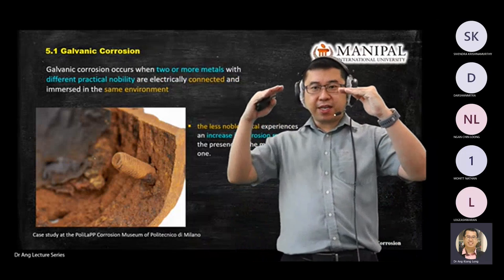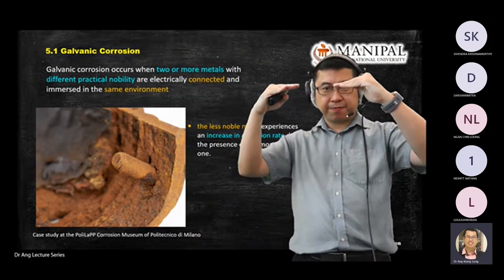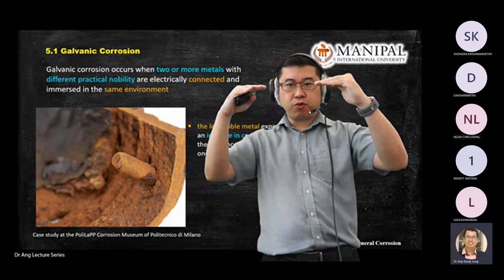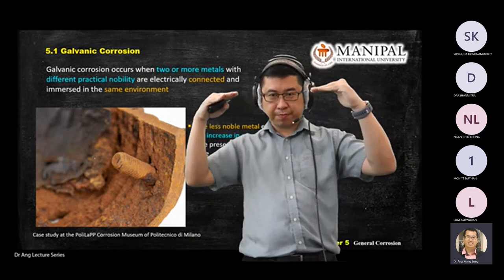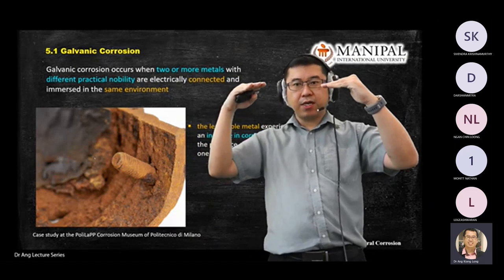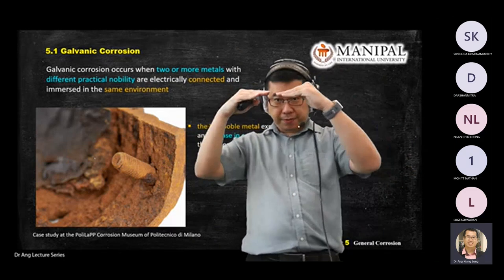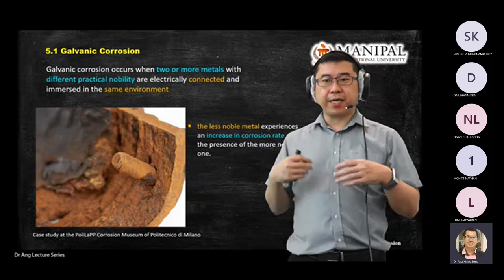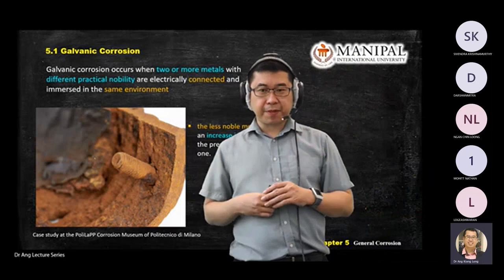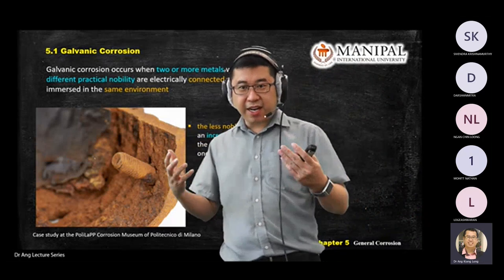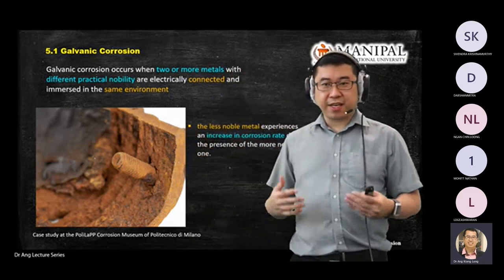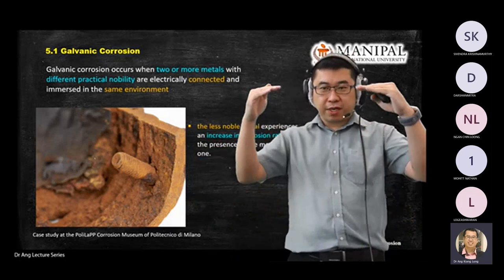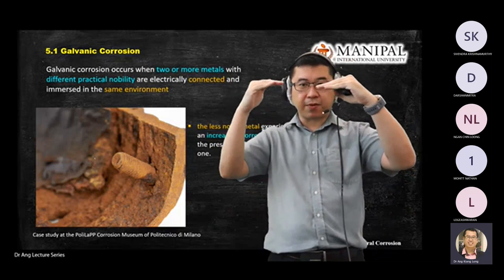So nobility, if two metals have the same nobility, nothing will happen, right? So let's say you have two metals here, one on this side, one on this side. Both of them are at the same level. Okay, same level, nothing will happen. It's like playing games, right? You have your level, and you have a different XP. The higher level you go, the higher XP you have, right? In the video games, computer games that you play. So if you have the same level or same nobility, nothing will happen, right?